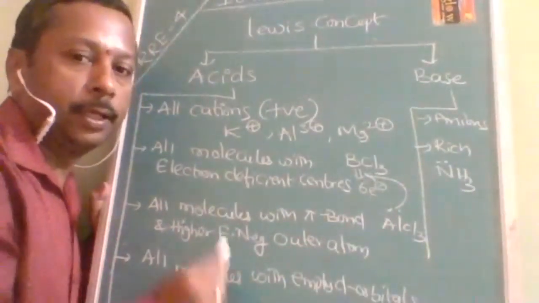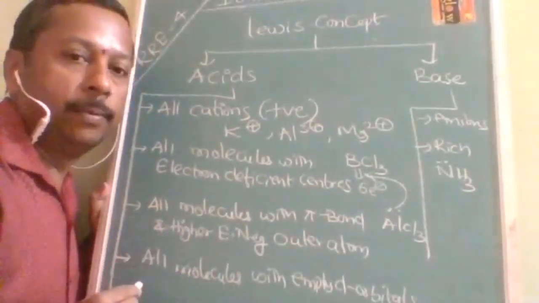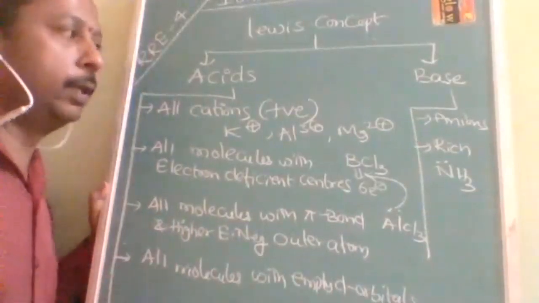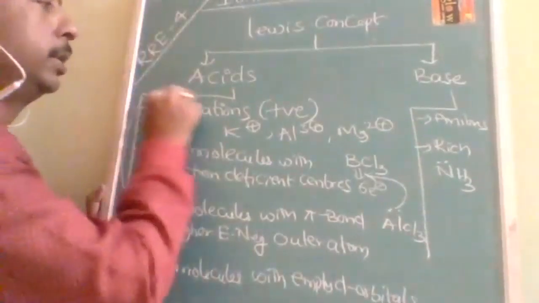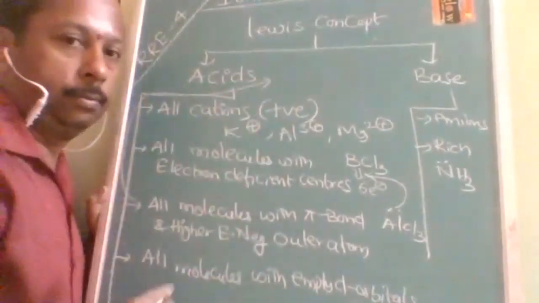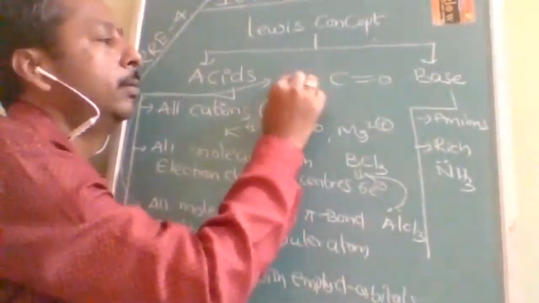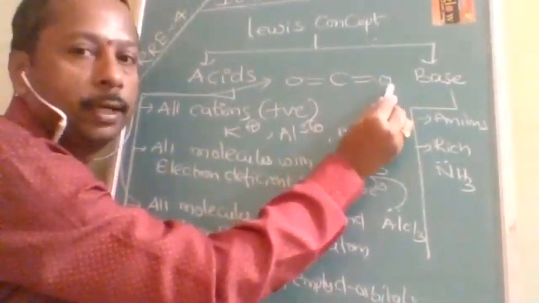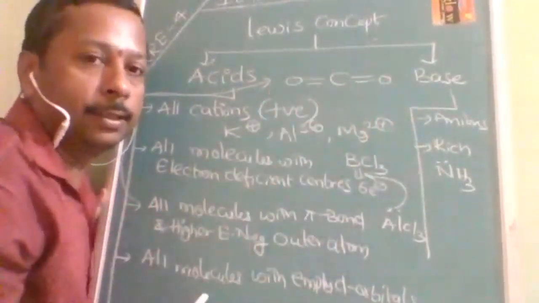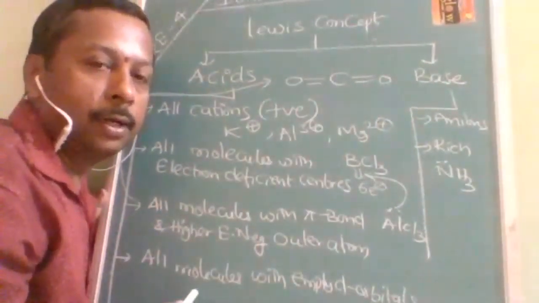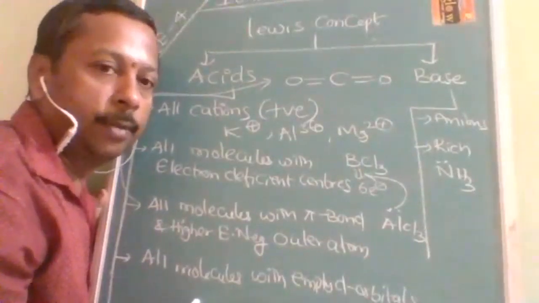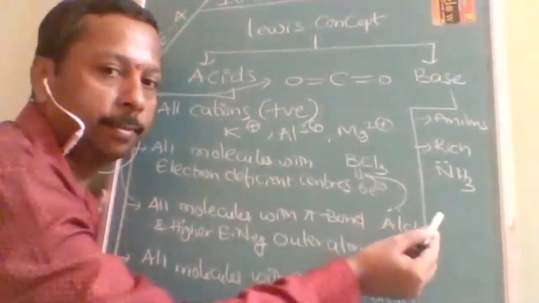Then all molecules with a pi bond and a higher electronegativity outer atom. This requires some explanation, so try to listen carefully. C double bond O and C double bond O. This electronegativity should be more than this, then only it is called an acid. If they are both equally electronegative, then it comes under the base.